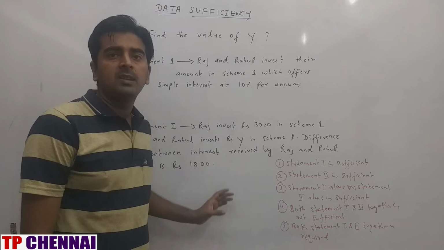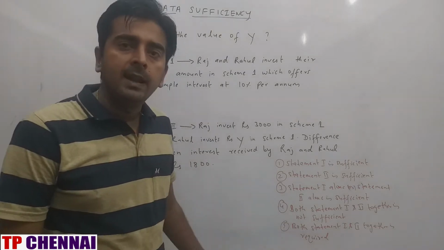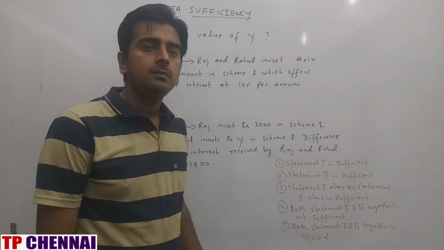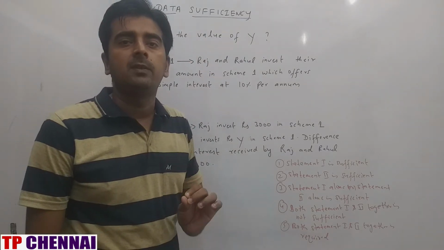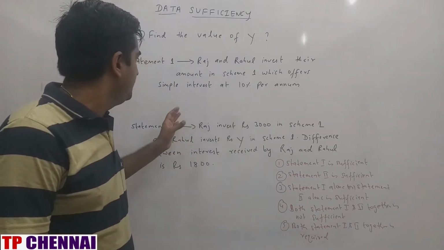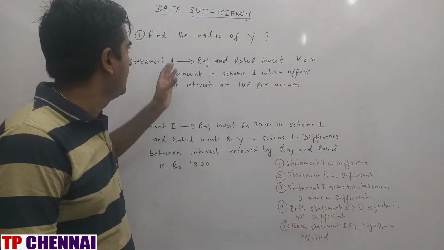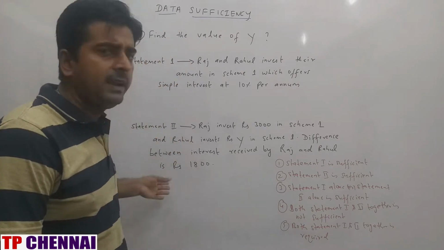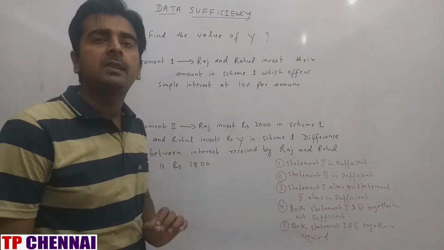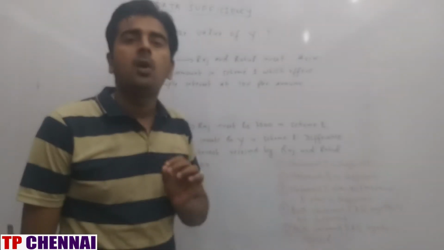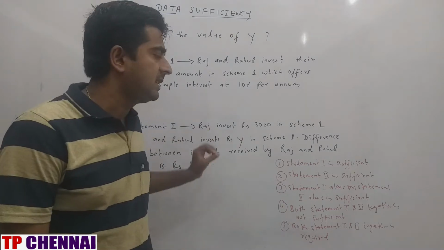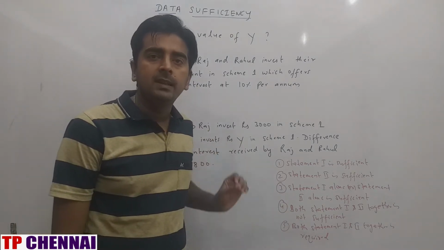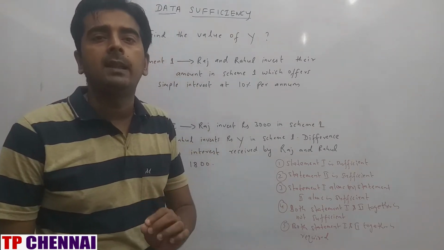So first of all, what is the meaning of data sufficiency? Data sufficiency is nothing but they will ask you one question followed by 2 or 3 statements. For example, in this question they have given you one question followed by 2 statements. Data sufficiency means you are not supposed to calculate. You need to imagine by seeing the statement. That means, by seeing the statement, can you get the answer?